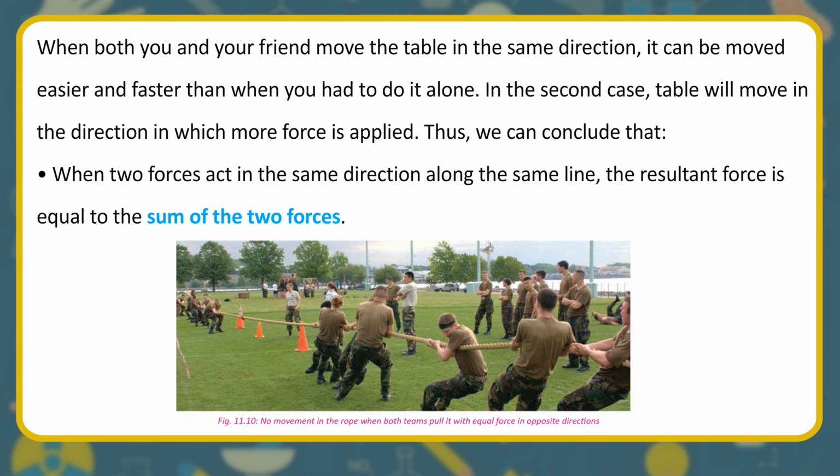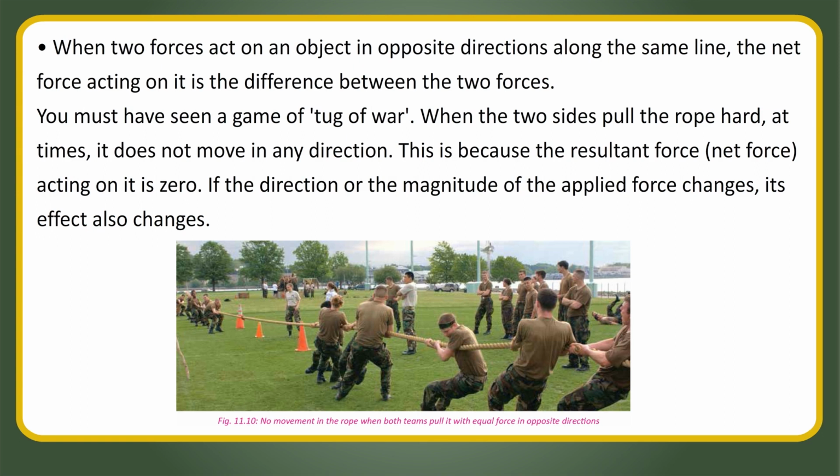Thus, we can conclude that when two forces act in the same direction along the same line, the resultant force is equal to the sum of the two forces. When two forces act on an object in opposite directions along the same line, the net force acting on it is the difference between the two forces. You must have seen a game of tug-of-war. When the two sides pull the rope hard, at times, it does not move in any direction. This is because the resultant force, the net force, acting on it is zero. If the direction or the magnitude of the applied force changes, its effect also changes.